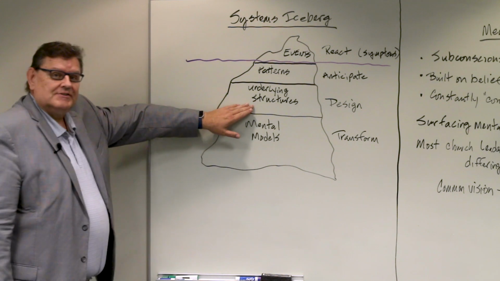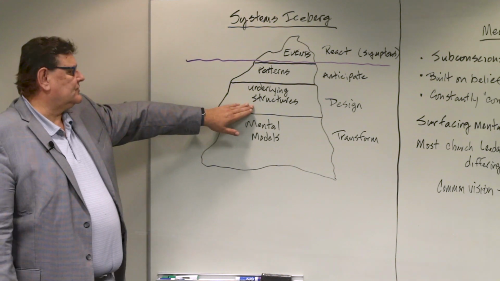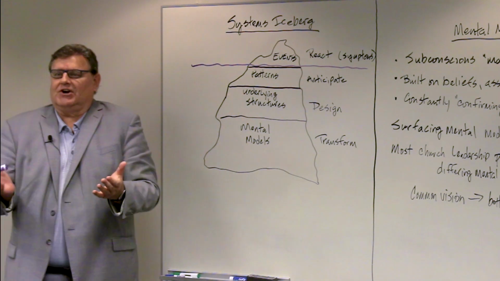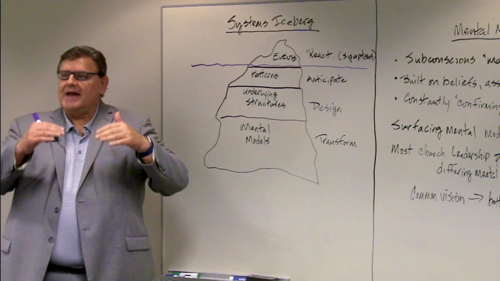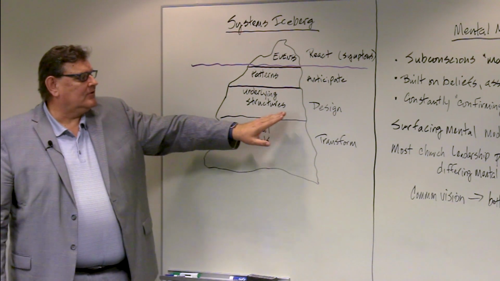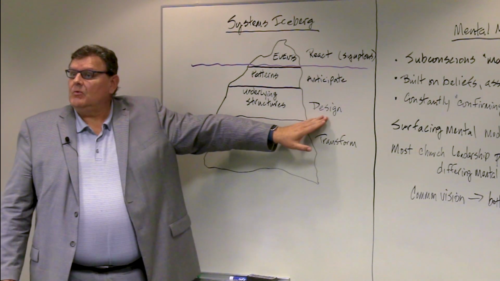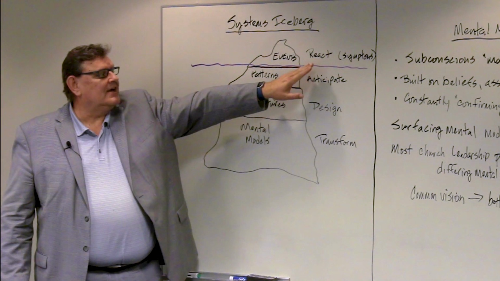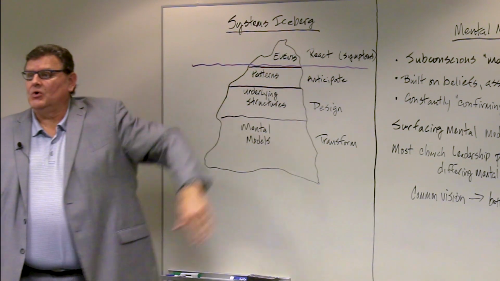Below patterns is the level of underlying structures. That's where we start to see that sometimes it's our structure that is driving these patterns and these events. When we are looking at the level of underlying structures, we know that we can design structures that will anticipate the patterns, so it will keep us out of reactionary mode with events.